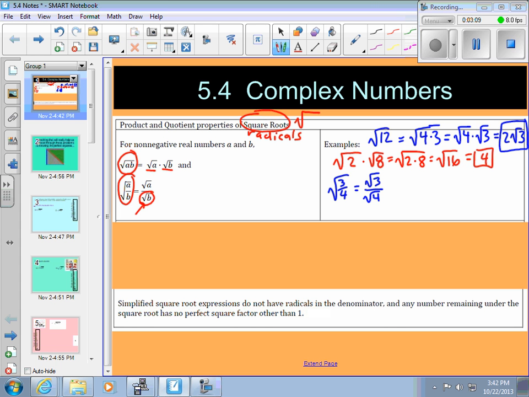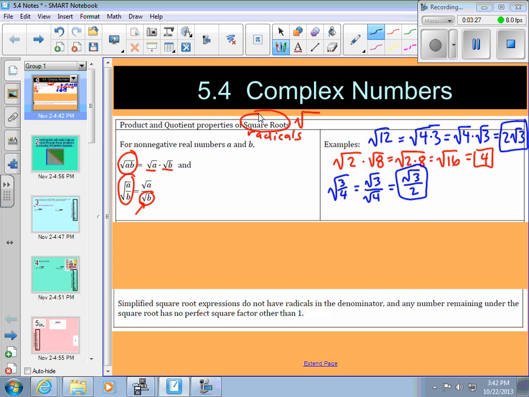Then you want to check, can you simplify either of those? Well, square root of 3 does not simplify, but we know square root of 4 does. So we can now write this as square root of 3 over 2. We no longer have a radical in the denominator, and we simplified it. Let's look at one a little bit harder.